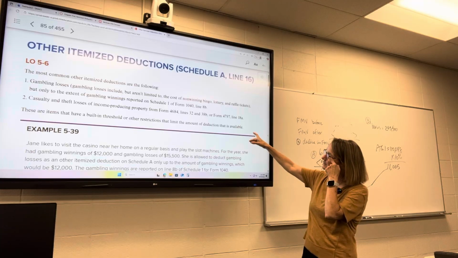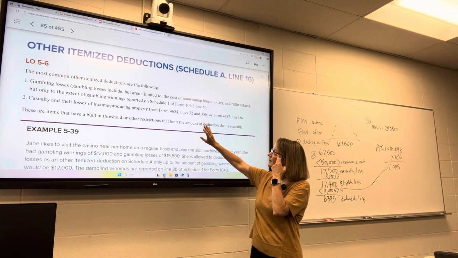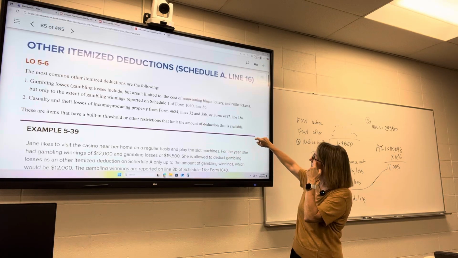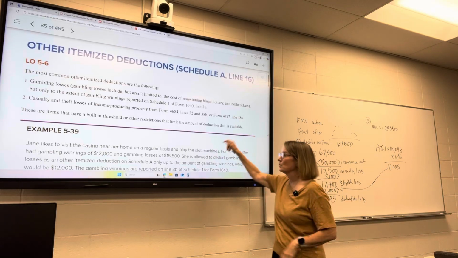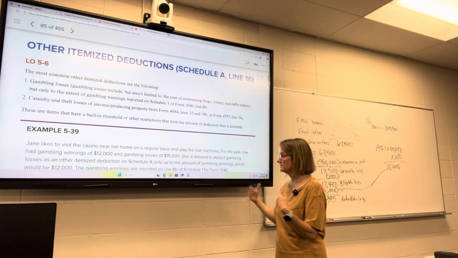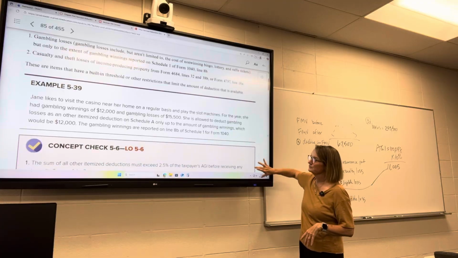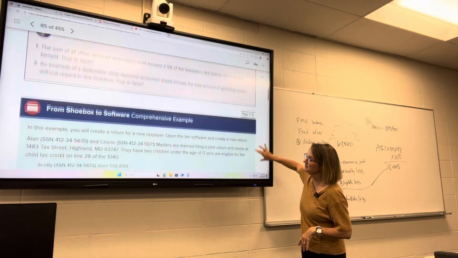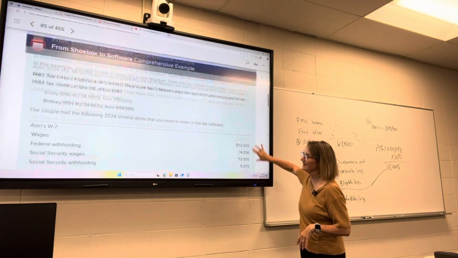Casualty losses from income-producing property go on a different form. So if it's, like I said, business property, that goes on a different form. So that's all we really need to say there. Those are the only other items.